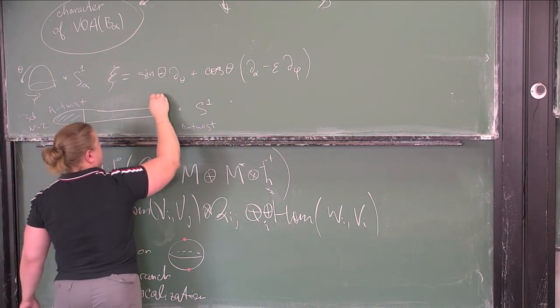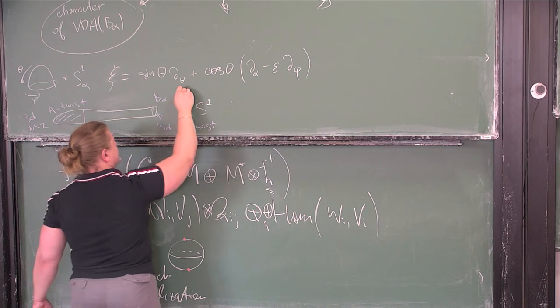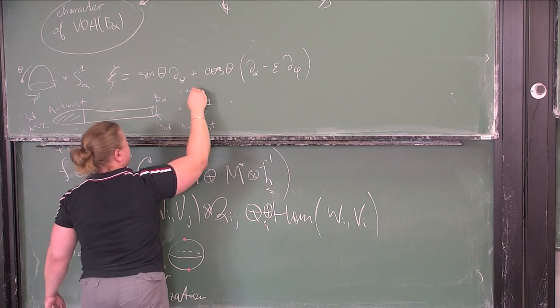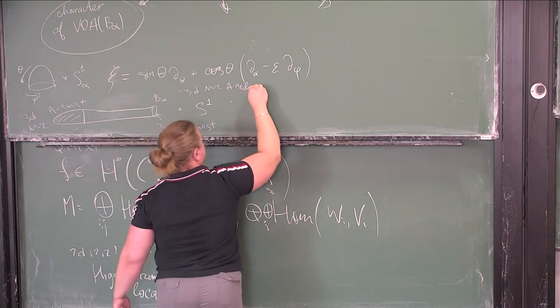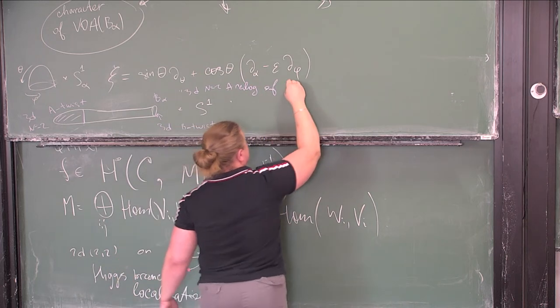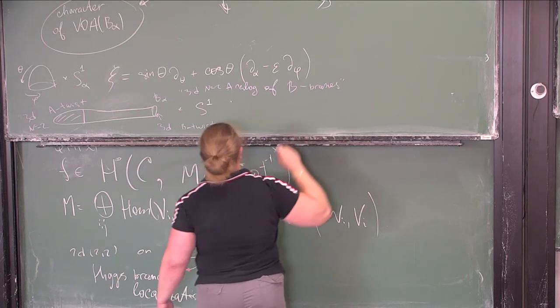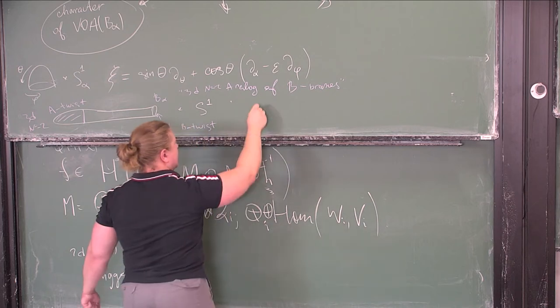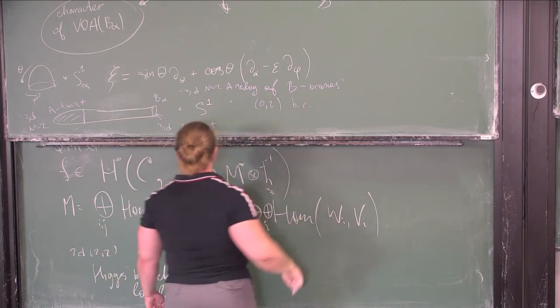You can impose boundary conditions here, which I call B alpha. They become like a 3D N equals 2 analog of B branes, which are also known in the physics literature as (0,2) boundary conditions.